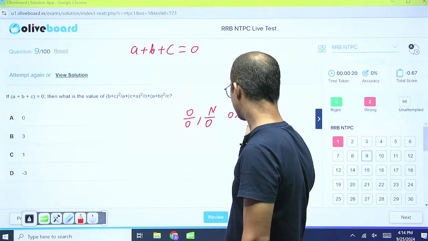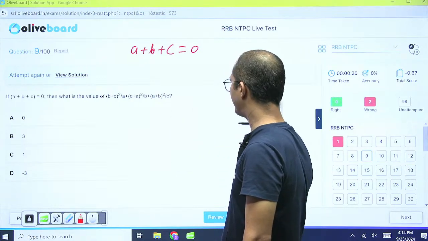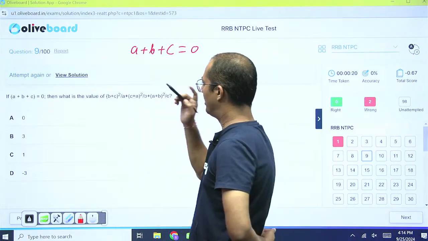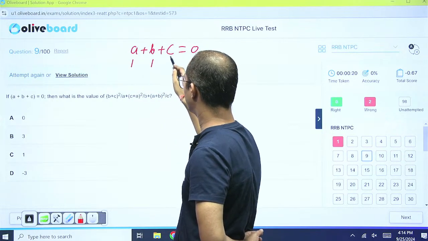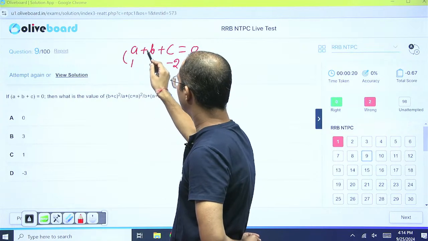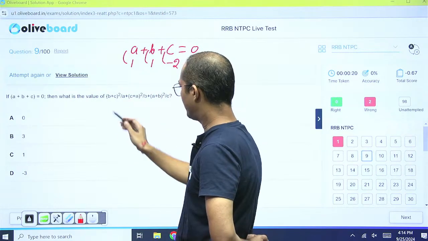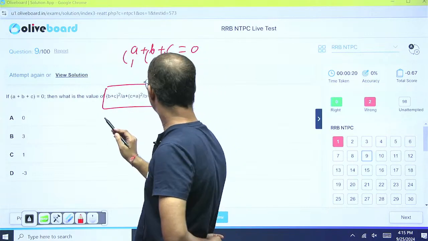Such a form should not be generated while we are taking any value, right? So here, if we take the value of A as 1 and B as 1, the value of C would be minus 2, right? Putting the values of A, B and C in the given expression, we will get 1 minus 2.